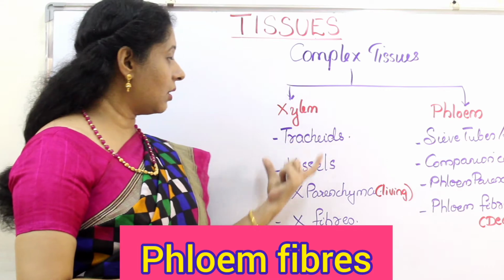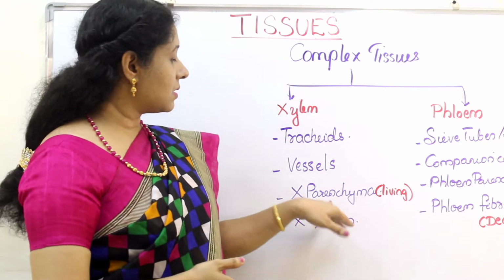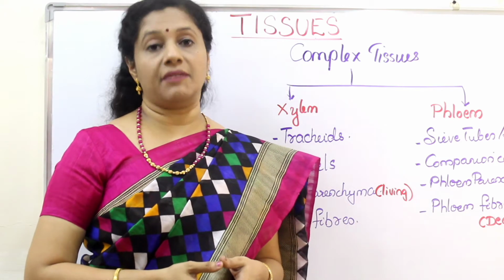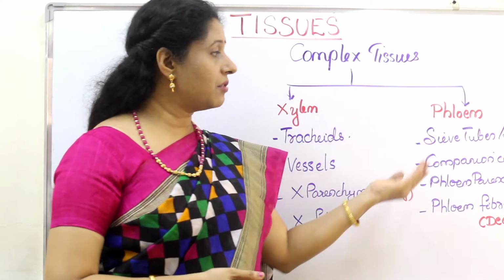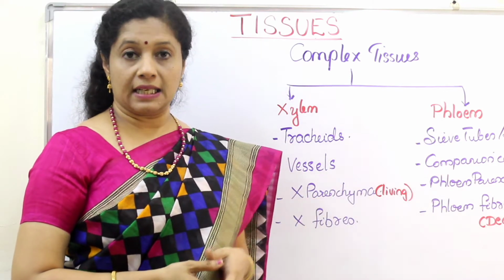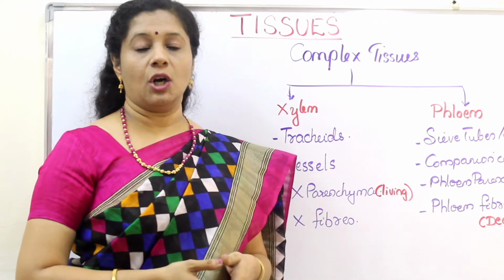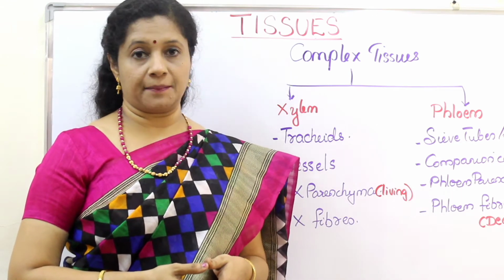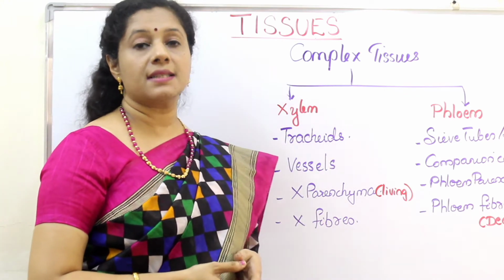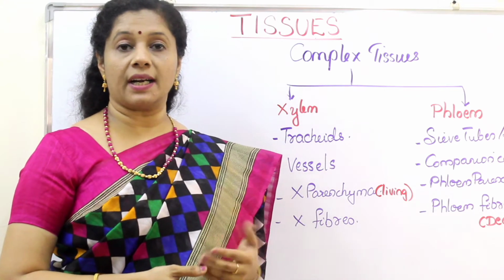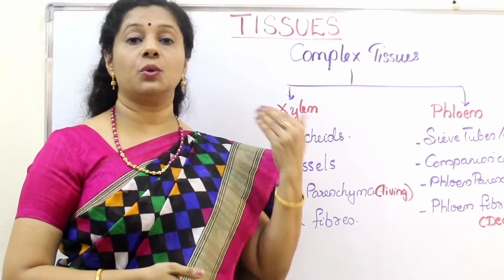When you see the components of xylem, only xylem parenchyma is living. The rest are all dead cells. Whereas in phloem, all cells are living except phloem fiber. Only phloem fiber is a dead cell. Now we will see the different types of cells involved in xylem, because their function is to conduct water and minerals from the root to the leaves.